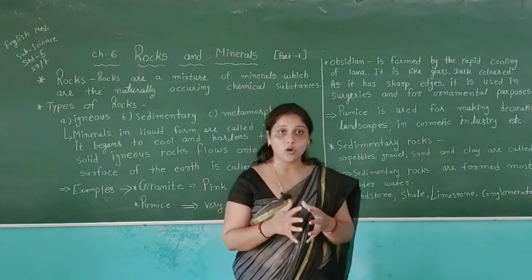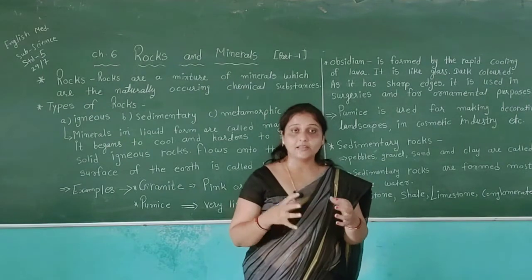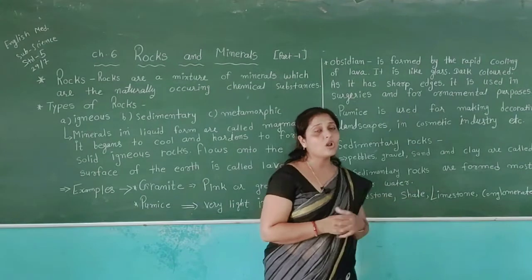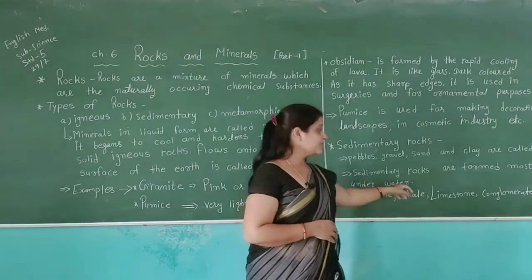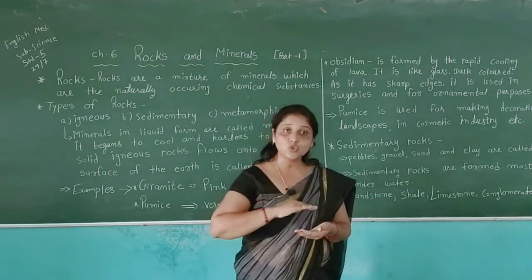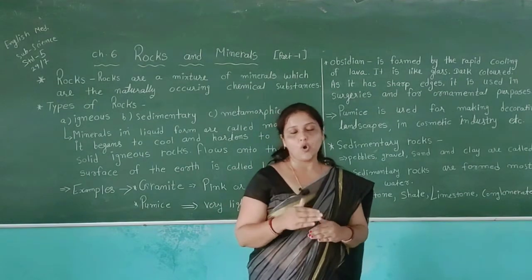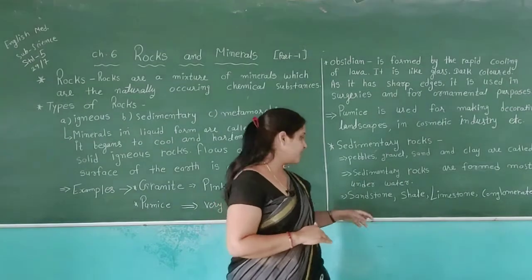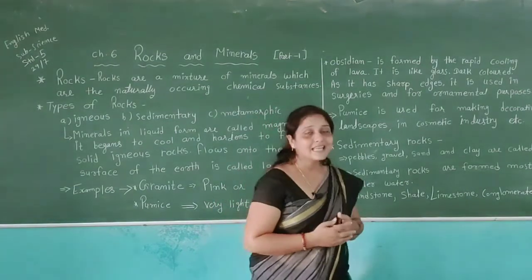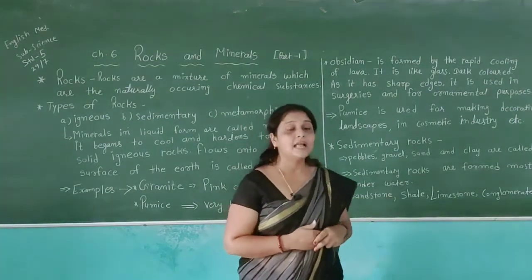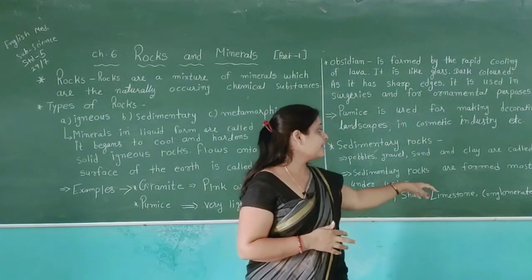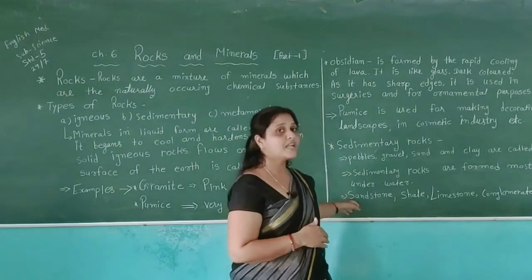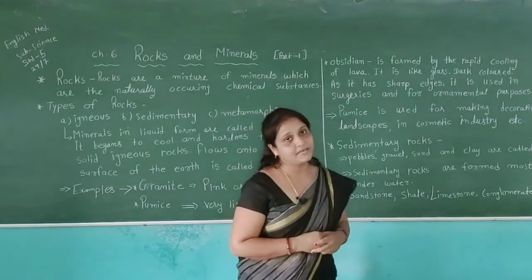They combine together, and then they start to become sedimentary rocks. We almost see that sedimentary rocks are formed mostly under the water. We have some examples of this: sandstone, then shale, limestone, and then conglomerate. We have a few examples of sedimentary rocks.